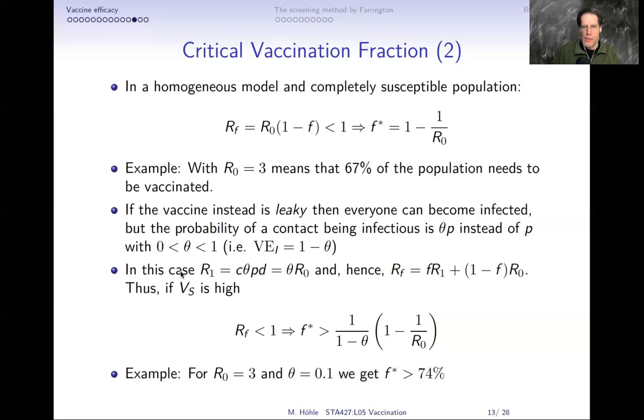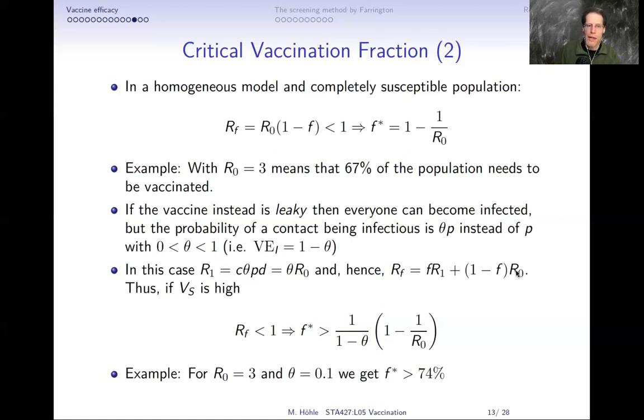And in this case, put in the other way, if the probability of becoming infected, or the transmission probability, previously was C and now it is instead C times theta, then of course R1 is just theta times R naught. And if you say a proportion of F is vaccinated, then your RF is equal to F times R1, which are those with a reduced probability for transmission, and then it's 1 minus F of the old ones, so that's times R naught.